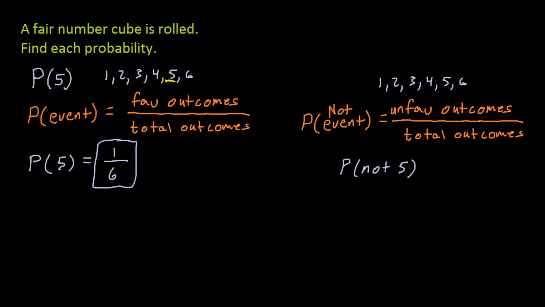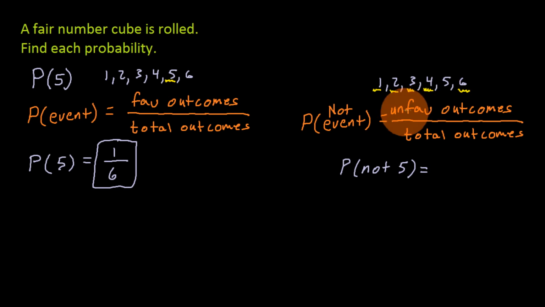Okay, let's go to purple and figure out how we can set up this problem now. So the probability of an event not happening, in this case the probability of 5 not occurring. Well, let's look at our unfavorable outcomes here. Our unfavorable outcomes are those numbers that are not 5. So 1 is not 5, 2 is not equal to 5. Also, 3 would be another unfavorable outcome, 4 would be an unfavorable outcome, and 6 would. These are all the numbers that are not 5.